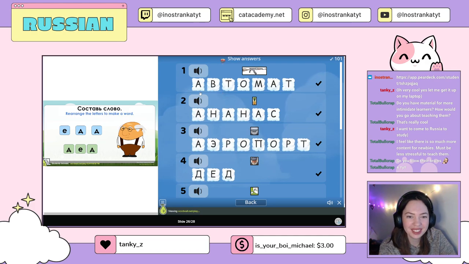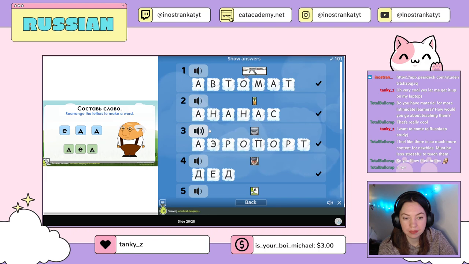So we were doing some spelling. Автомат. The final letter is a consonant, so it is он, masculine. Next word is ананас. The final letter is s, a consonant, so it's again он, masculine.